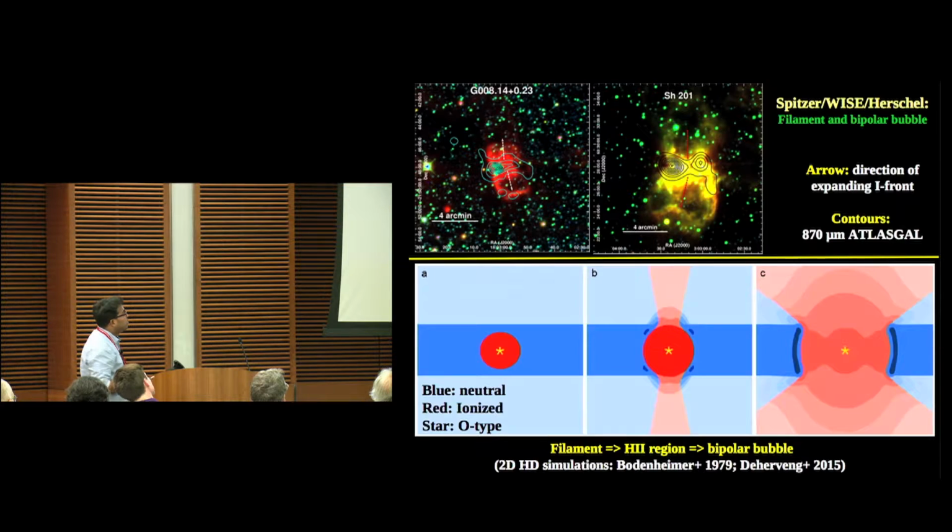Recent space missions have unraveled that most of the molecular clouds are filamentary in nature. And these filamentary molecular clouds are associated with very nice bipolar bubble-like structures. These are two examples with a centrally elongated filamentary molecular cloud, traced by 870 micron ATLASGAL dust continuum emission. And in the background Spitzer images, you can see bipolar bubble-like structures.